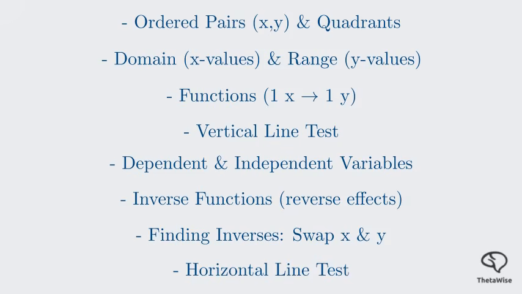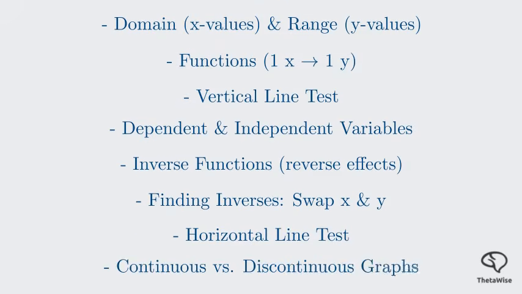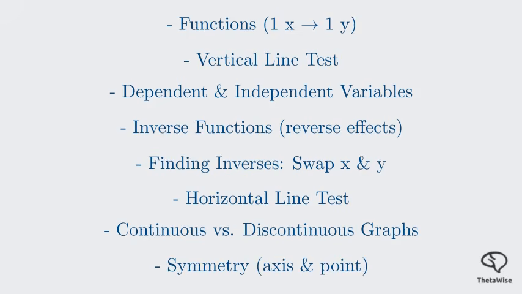Finally, we covered the visual characteristics of graphs. We learned that a continuous graph has no breaks, while a discontinuous graph does. And we identified different types of symmetry, like symmetry about an axis or a point, which help us understand the balance and structure of a graph. We've laid a strong foundation for understanding functions and graphs. Each of these concepts is a building block for the more complex functions you'll encounter next. By mastering these definitions and techniques, you've equipped yourself with the essential tools for graph analysis.